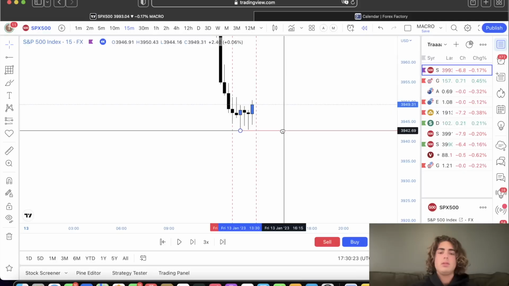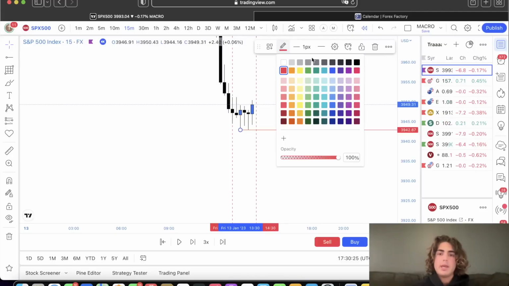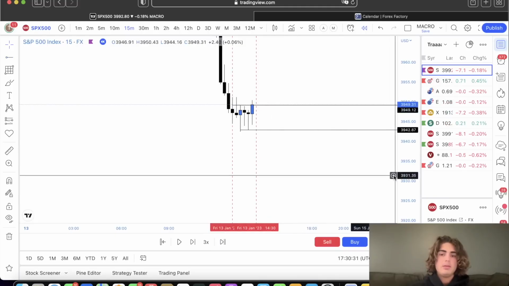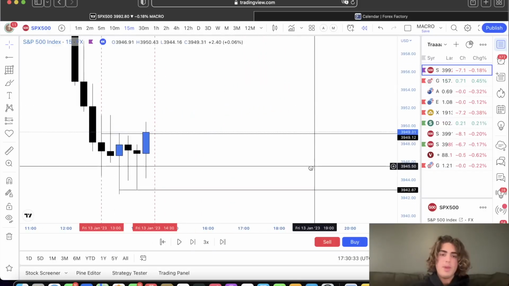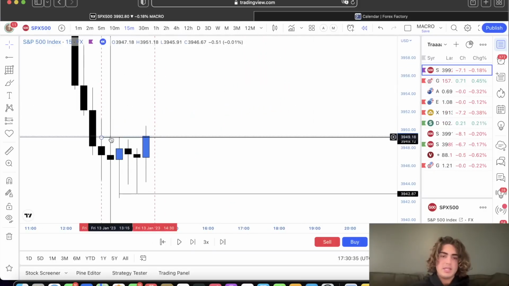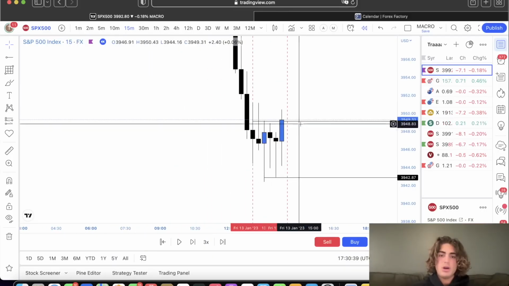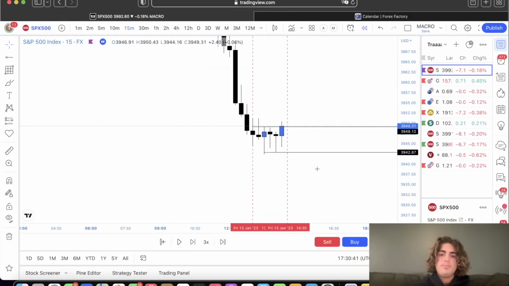Get it right on the low, mink. Okay, put it with a little black handle. Okay, and then boom, we have a high that was made right here. Something to note that will benefit us later in this trading session. This is a break of structure on the 15-minute. So this should already indicate we are bullish.